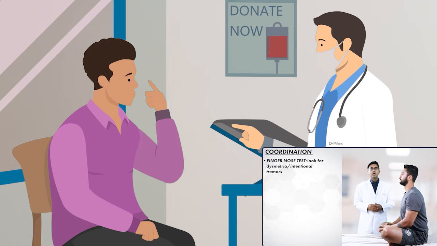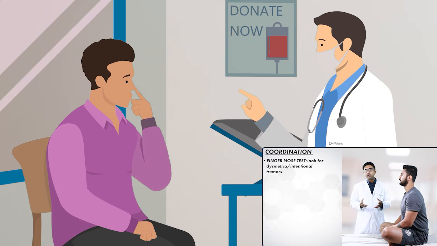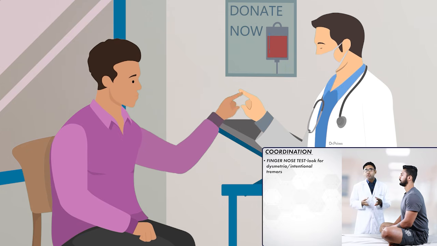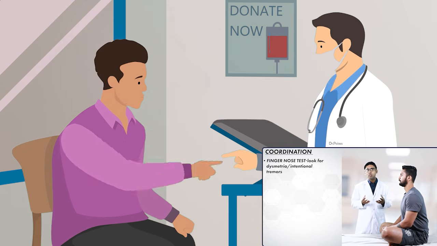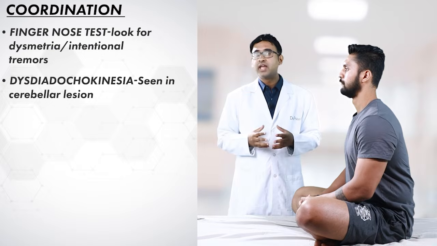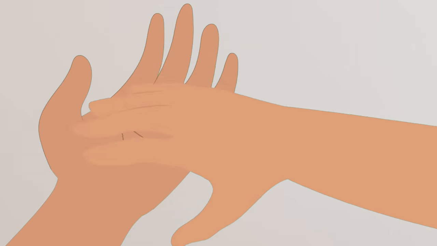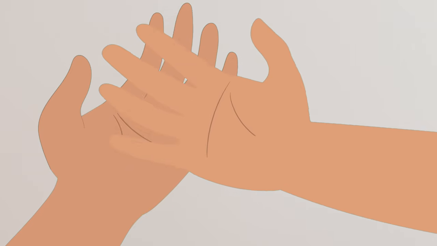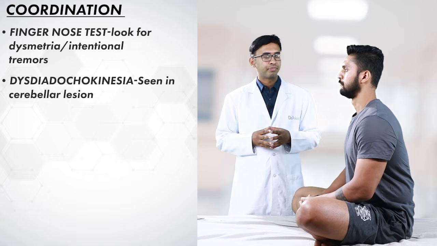Thank you. While performing this maneuver, please make sure you look for dysmetria or past pointing. Also look for intention tremor, that is, tremor that is seen when the patient performs a movement. The next step is to look for dysdiadochokinesia. This is the inability of the patient to perform rapidly alternating movements. This is how we are going to demonstrate dysdiadochokinesia.